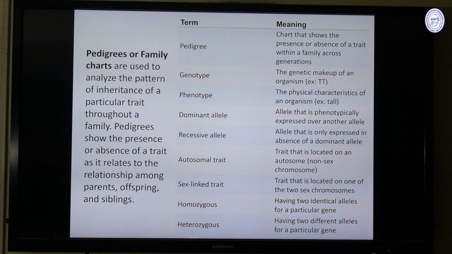Then autosomal trait, the trait that is located on an autosome. And sex-linked trait, the trait or the gene that is responsible for the trait is located on one of the two sex chromosomes, means either X chromosome or Y chromosome. Now, homozygous means having two identical alleles for a particular gene, and heterozygous means having two different alleles for a particular gene.